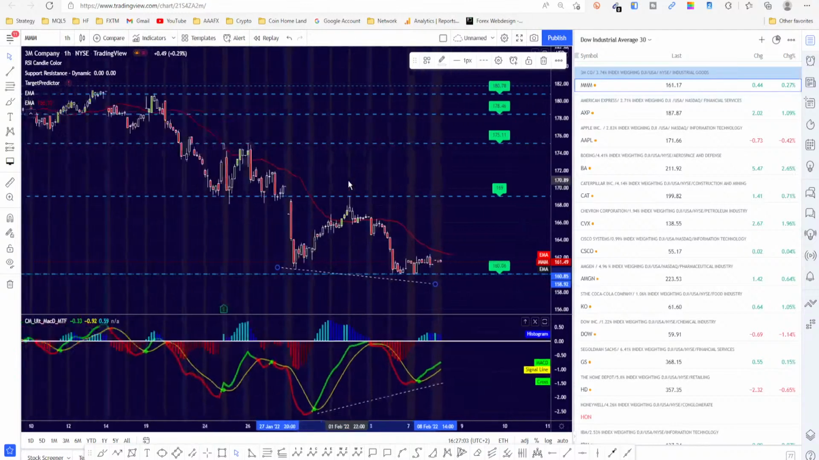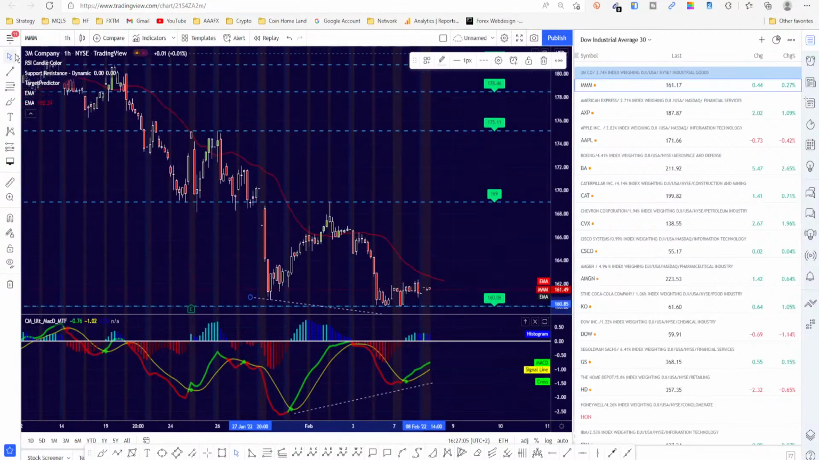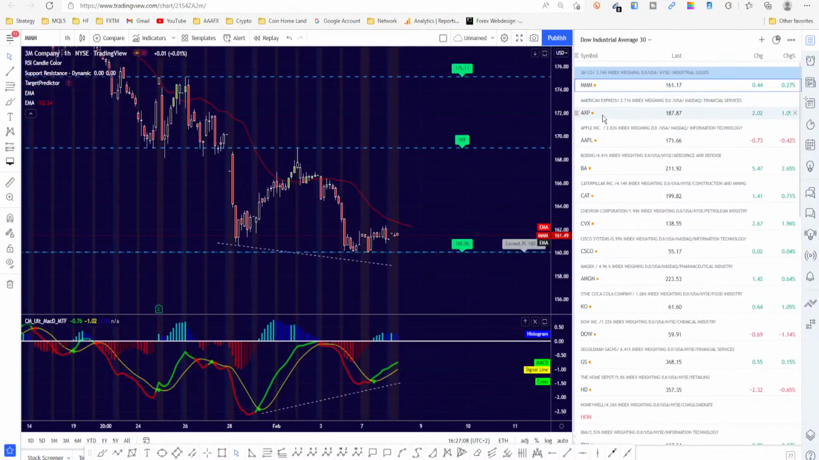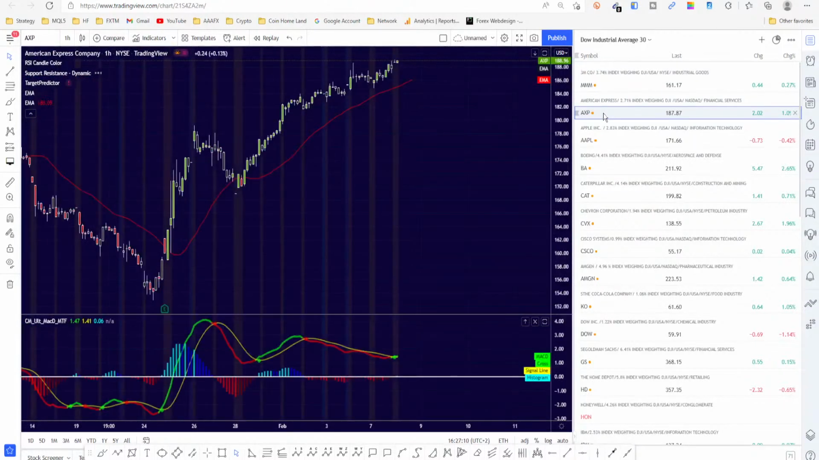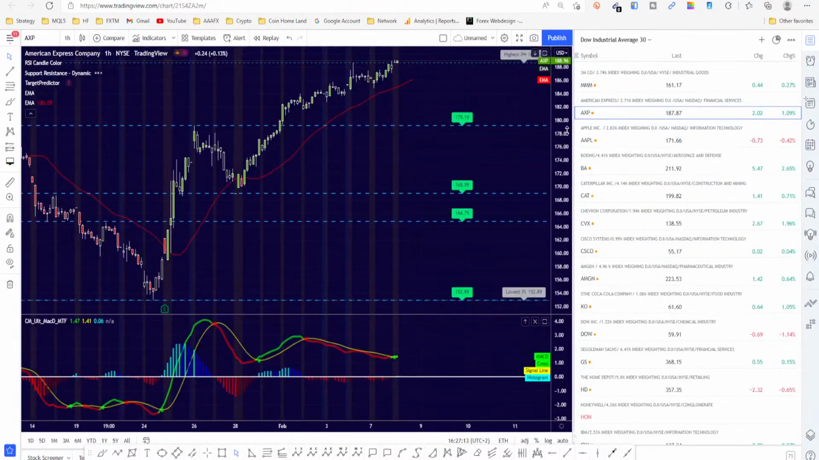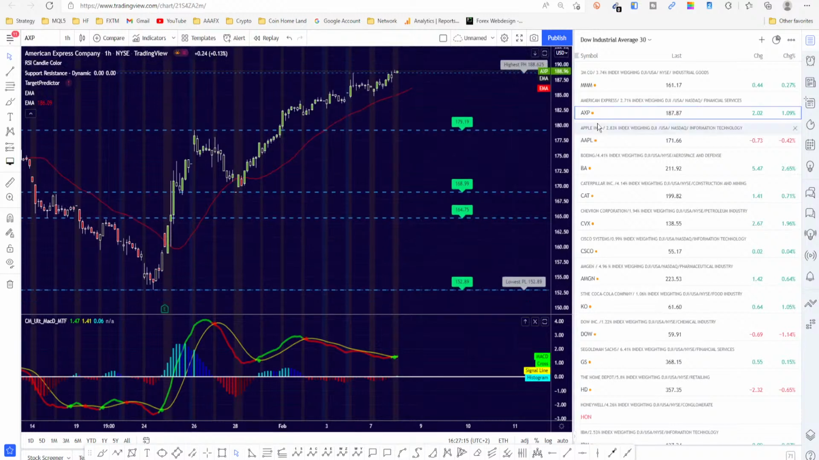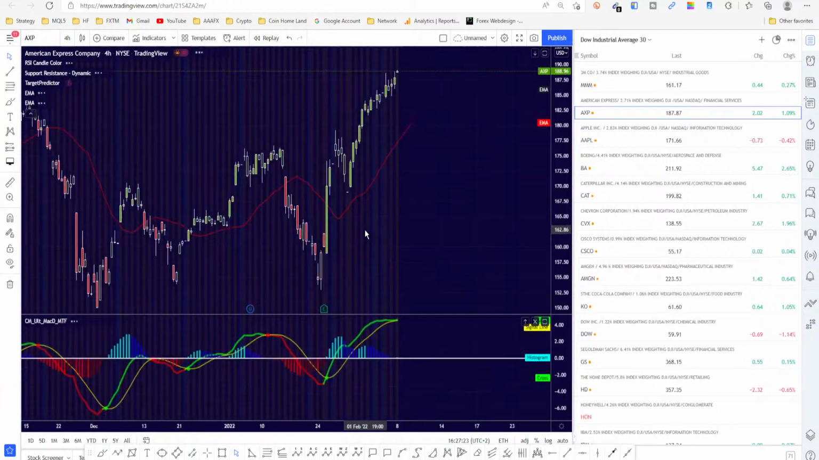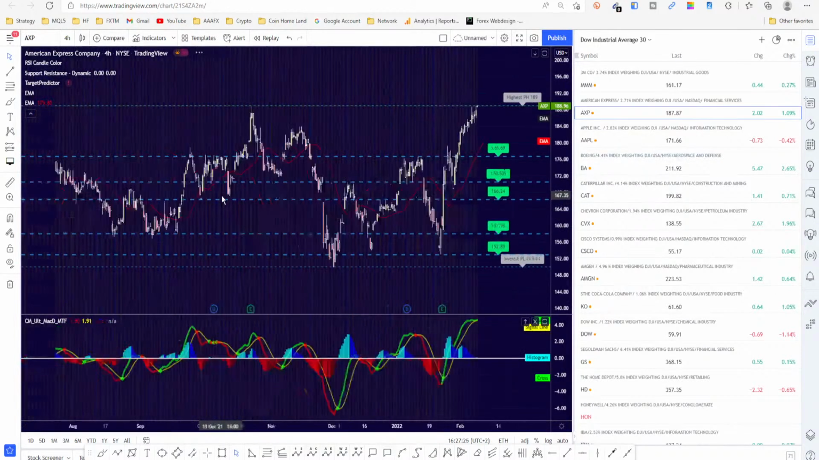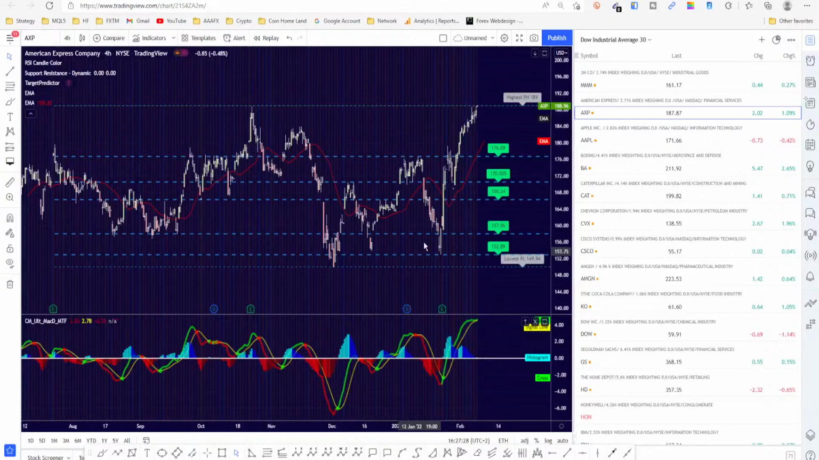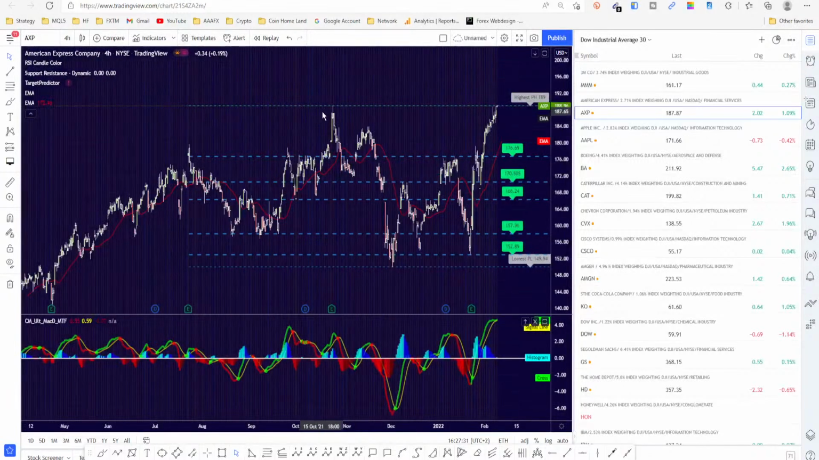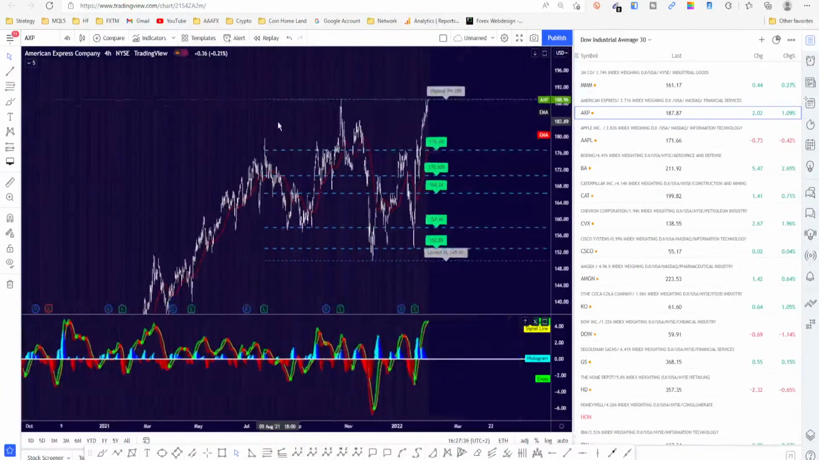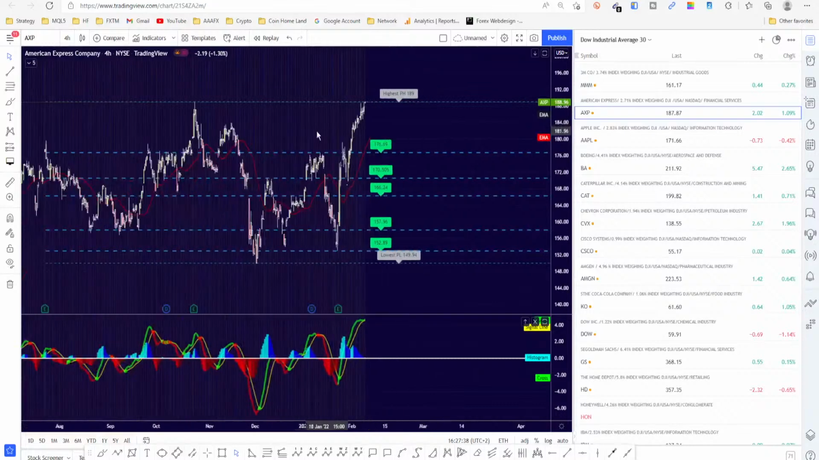Okay, so this is right here. American Express, yeah, because the banking system has been doing okay so far. It's almost at all-time high here. It's very high. I wouldn't buy right here at 188.